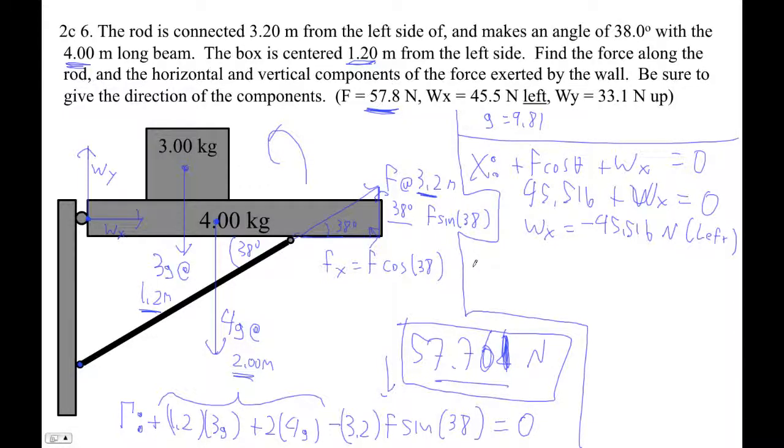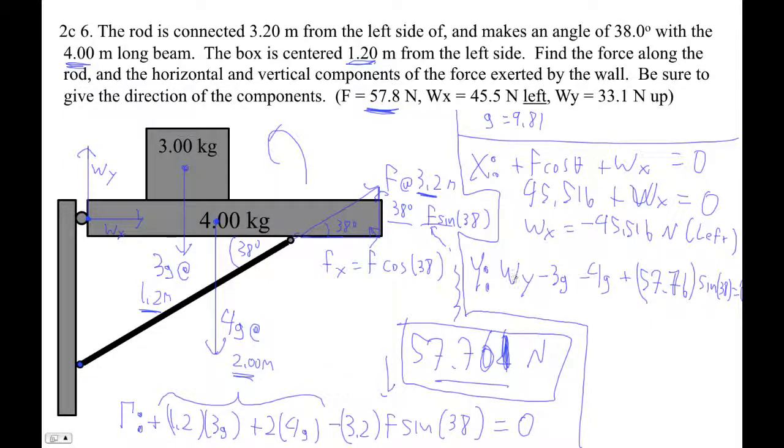And then in the y direction, our equation looks like this. We've got the wall in the y direction. We've got minus 3g, minus 4g. That's the weight of the box, weight of the beam. And then we just take this side here, the F sine 38. So plus our force, which is 57.76 sine of 38. And then that's got to be 0. Okay, so notice I substituted the 57.76 for that guy, right?